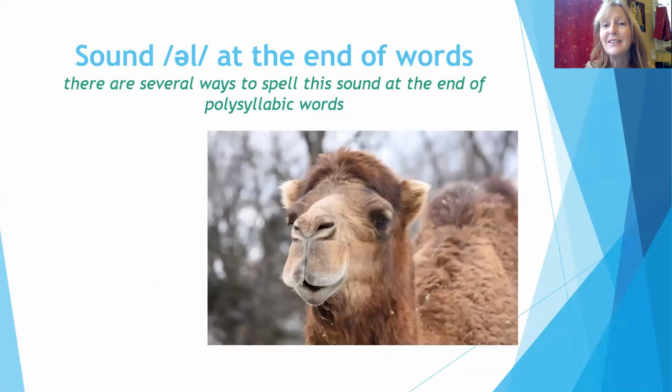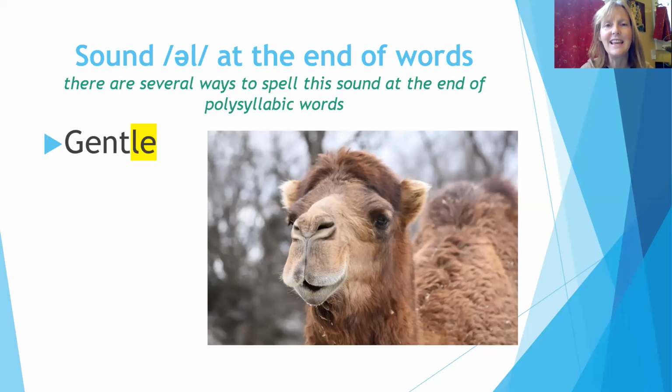So we're going to shift gears a little bit and go to a different kind of ending. The sound ul. Go ahead and make that sound ul at the end of words. There are several ways to spell this sound at the end of a polysyllabic word. Remember that the word polysyllabic only means many syllables. Poly means many, syllabic, you can hear the word syllables in that. So I'm going to show you a few of them.